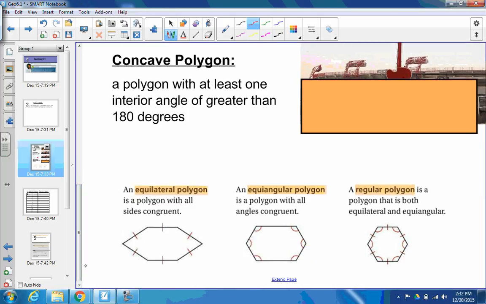All right, and then there's just 3 different types of polygons that we'll be working with: equilateral, equiangular, and a regular polygon. An equilateral polygon, kind of like an equilateral triangle, is a polygon with all sides congruent. An equiangular polygon just has all angles congruent. And a regular polygon has both equilateral and equiangular. So we're going to be talking about a lot of regular polygons, and all the sides are congruent, and all the angles are congruent.